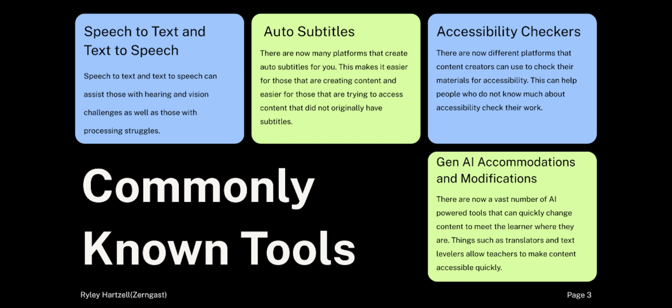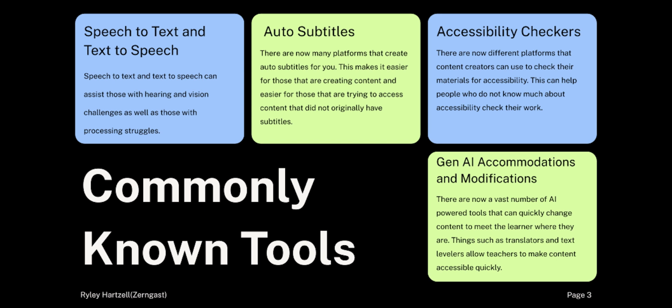Another one that we're going to talk about is auto subtitles. So the fact that subtitles can now be created quickly and somewhat accurately has impacted a lot of people in a very positive manner. Next is accessibility checkers. Now, since it is so much easier to check to see if your content is accessible, it will increase how often people are checking their content that they're creating for that accessibility. Many people just don't know how to make things accessible, and so by having these checkers that can quickly look at something and pinpoint the issues, it makes it a lot easier for those that are not super educated on accessibility.